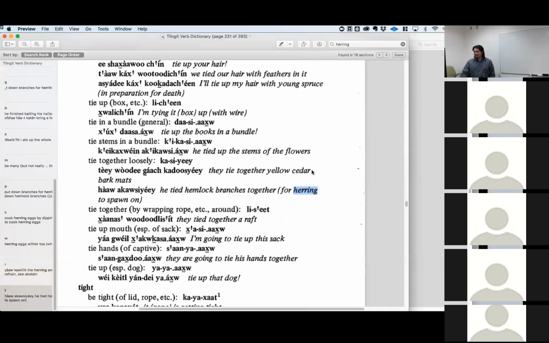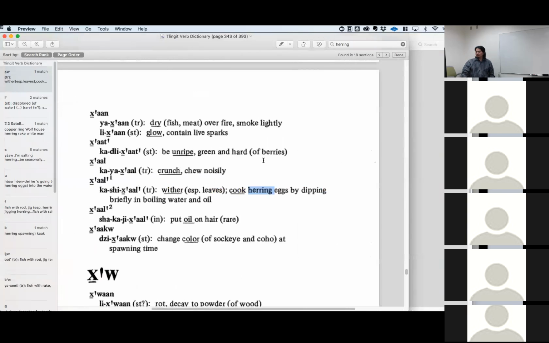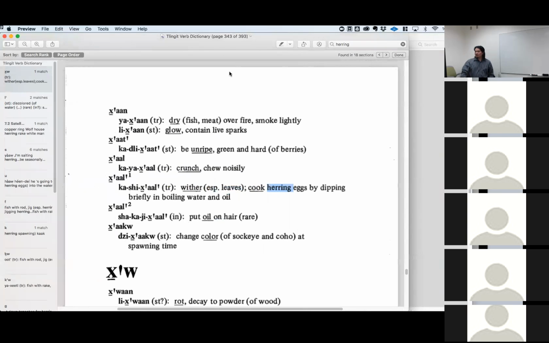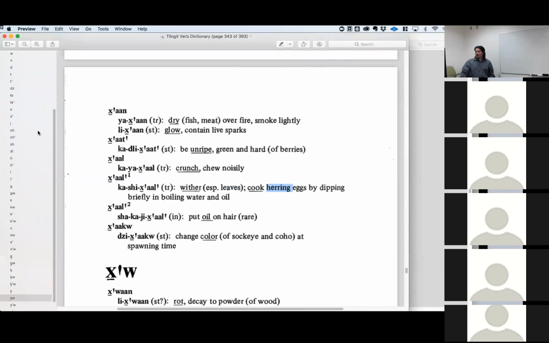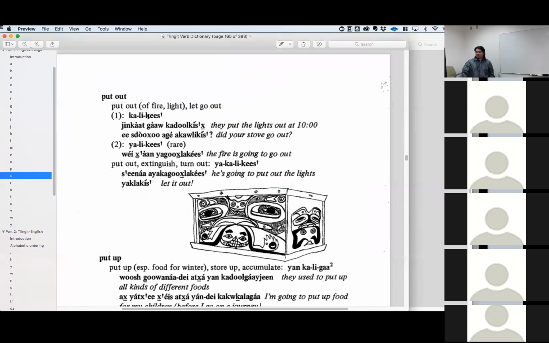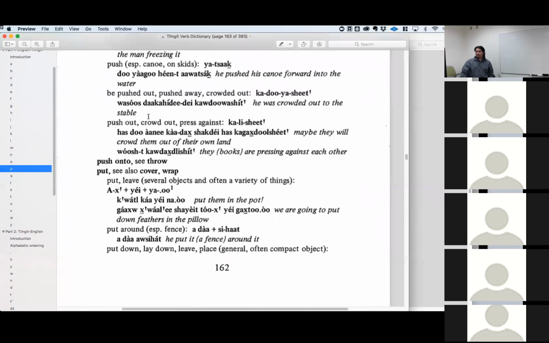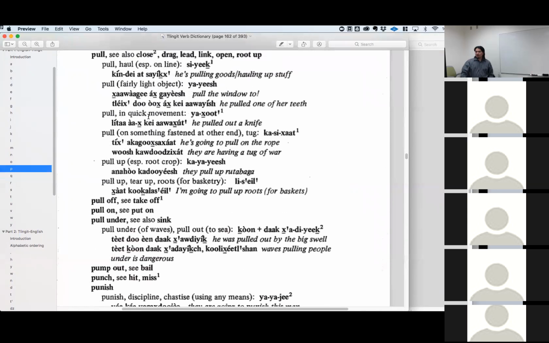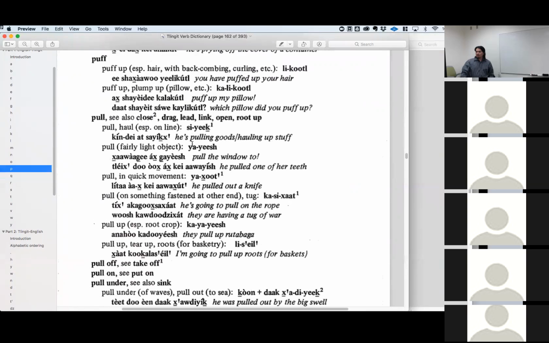Tied hemlock branches together for hemlock to spawn on, a kausayi. So that's what we get. The one thing that we're going to get, depending on how you're getting those, but basically a lot of these harvest things you're going to get with the pull. So this one especially, to pull up on a line or to pull up.